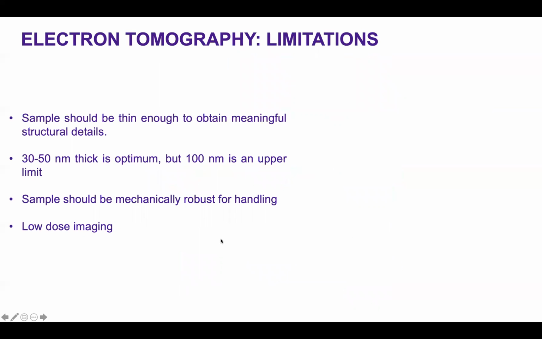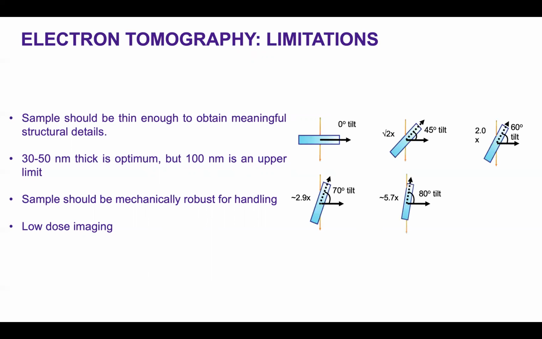Electron tomography has limitations, as I said. At times, samples should be thin enough; thick samples, of course, are challenging. They should be mechanically robust for handling. Because we are talking about 60 to 70 images, that means the sample has undergone a large amount of beam damage. To prevent that, we use low-dose imaging.